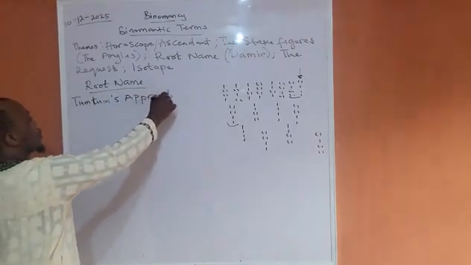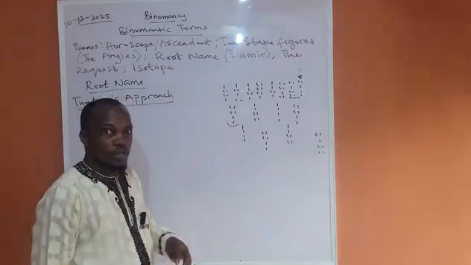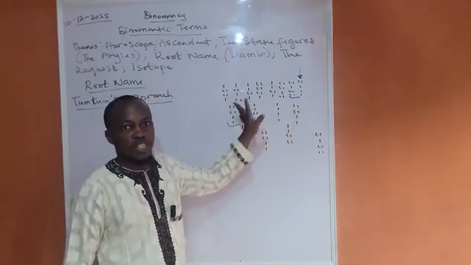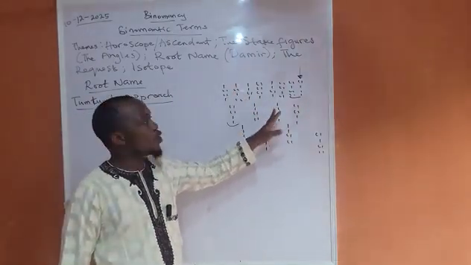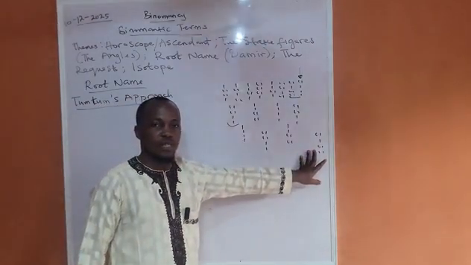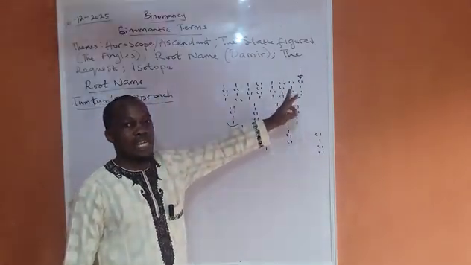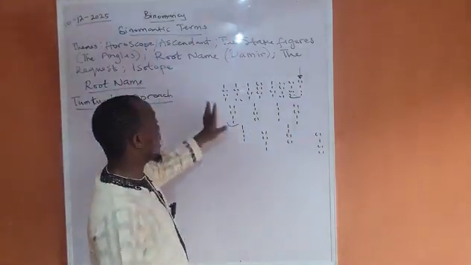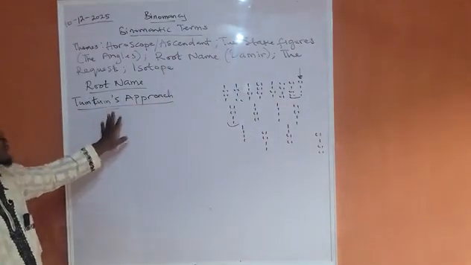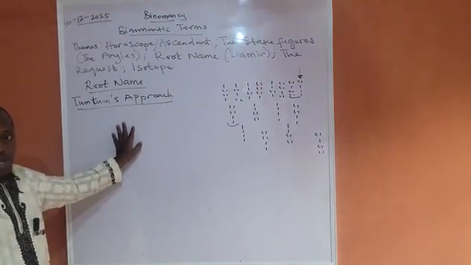Tumtum's approach. In this method, you just count the single dots in the table from figure 1 to figure 15. You don't touch figure 16. So you stop here. Count all the single digits that are there. After counting, you write whatever you get. You write the answer. Then you subtract 12 from your answer.